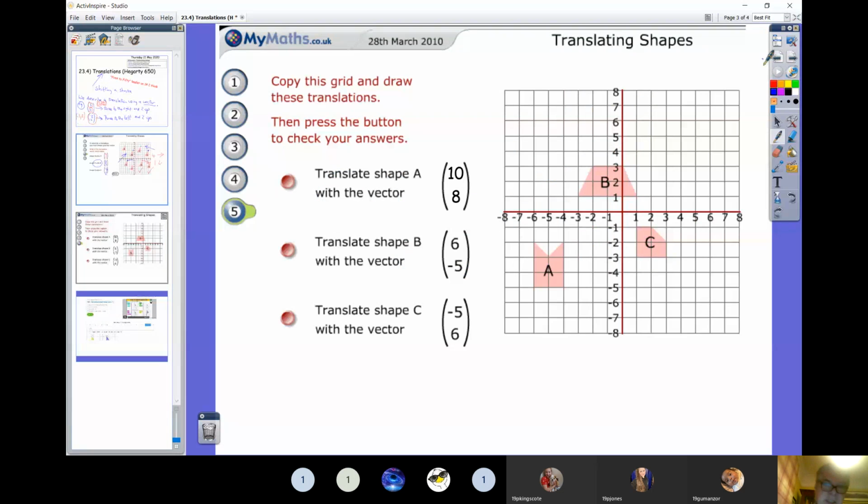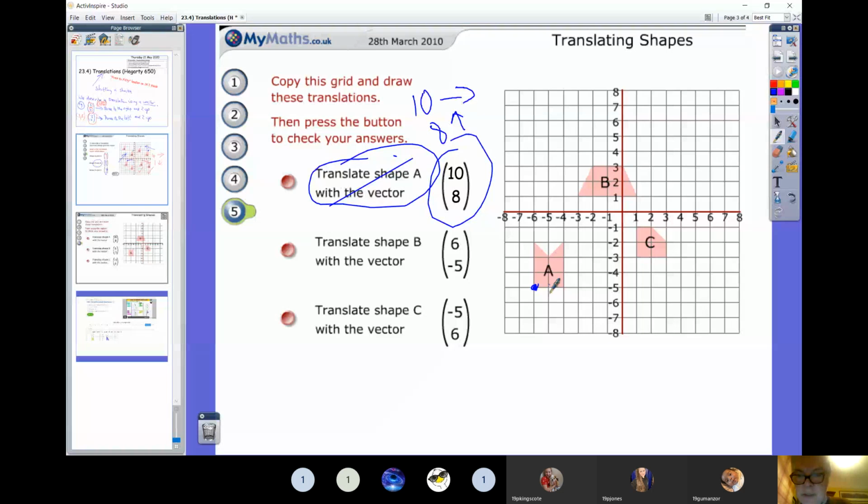So this is just the other way around. If we were going to have to translate shape A by the vector (10, 8), we've got to move shape A 10 to the right and 8 up. So go and take any point you like on shape A, say the bottom corner, and that point has got to move 10 to the right. So 1, 2, 3, 4, 5, 6, 7, 8, 9, 10, and then 8 up. 1, 2, 3, 4, 5, 6, 7, 8.